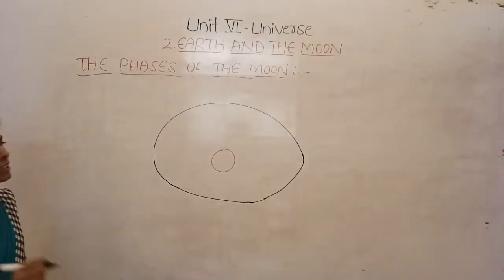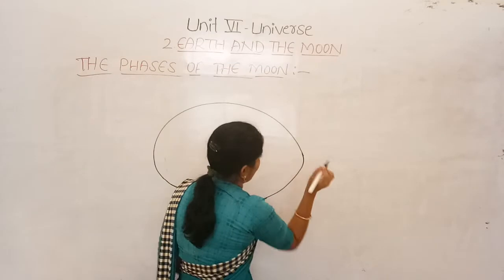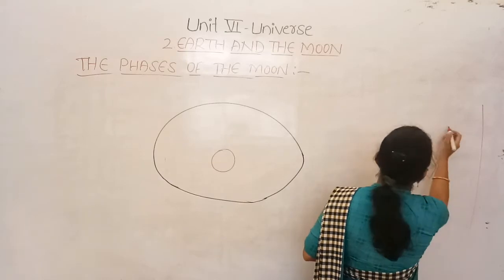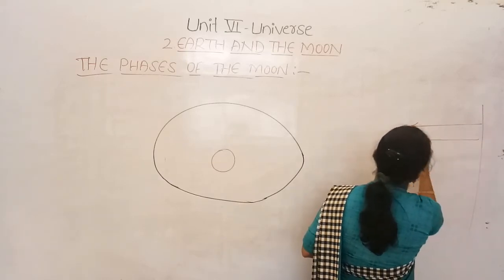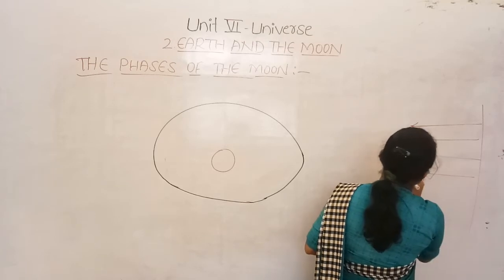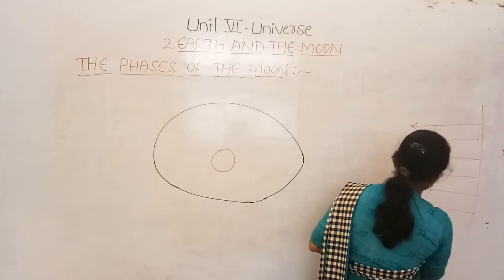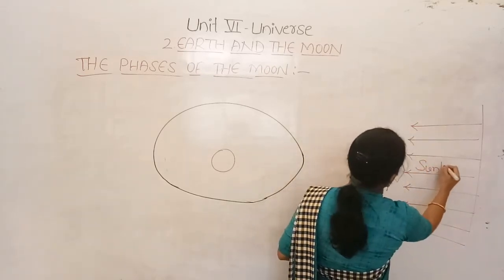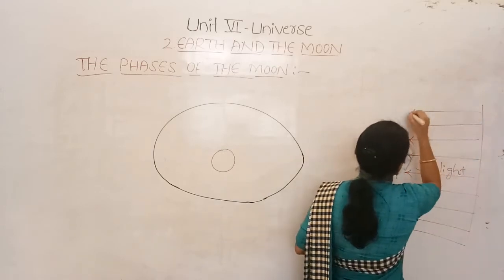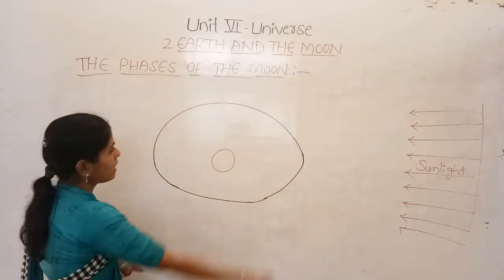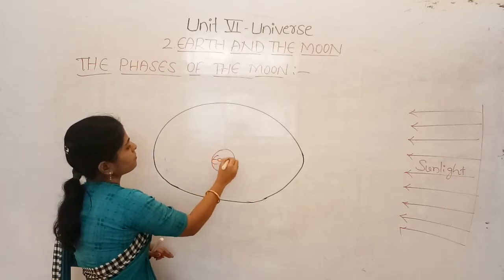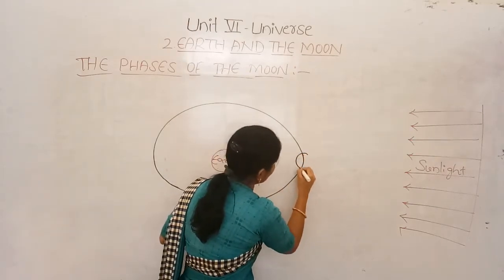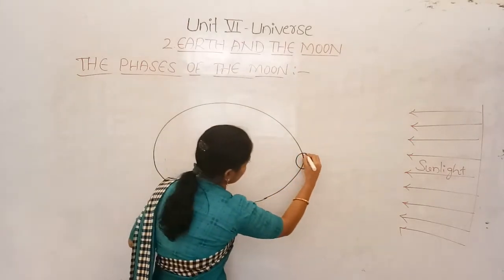Okay. So see, the moon, and I will show you the sun also. Yes, the sun is very important. So think that the sun rays are falling from this direction. So this is the sunlight. Sun rays are falling in this direction, and here it is the earth. And here we can see the phases of the moon. Different phases we can see.